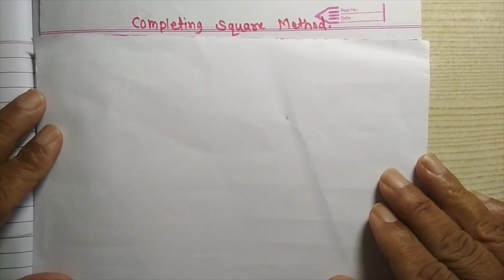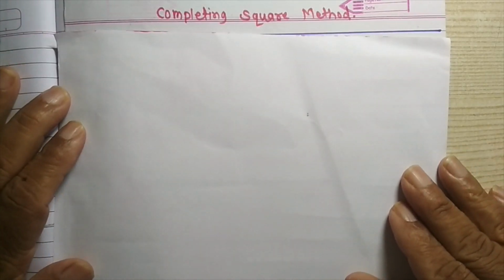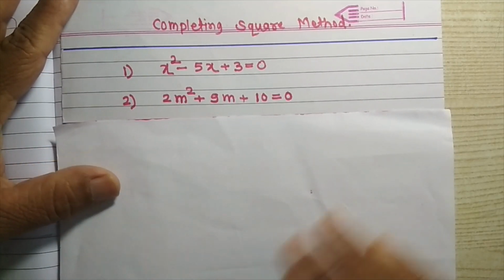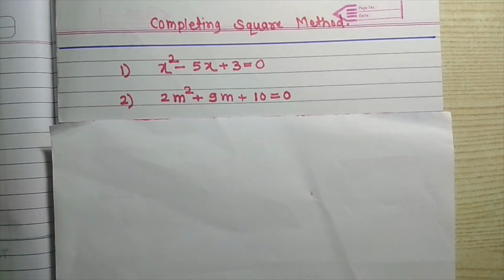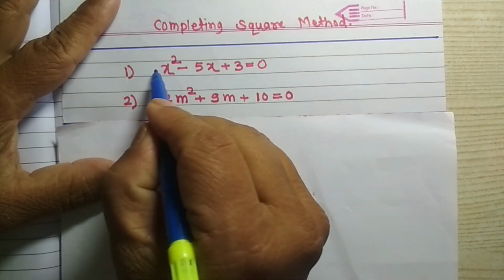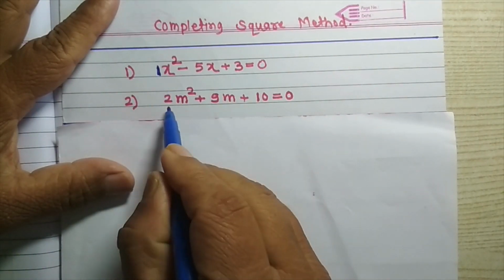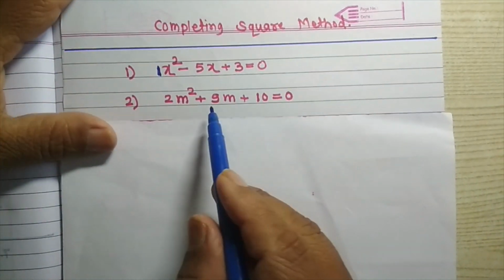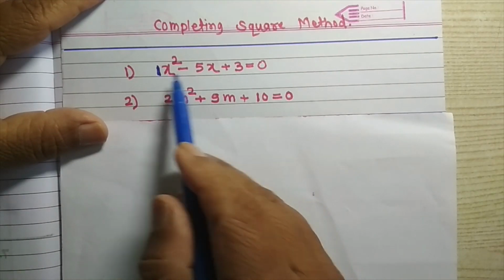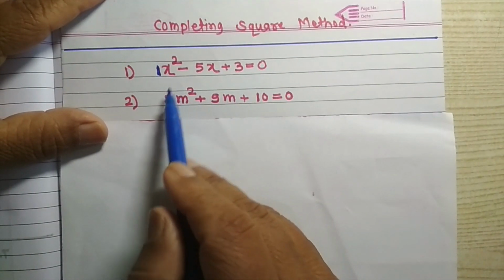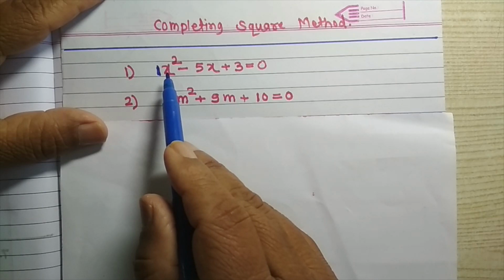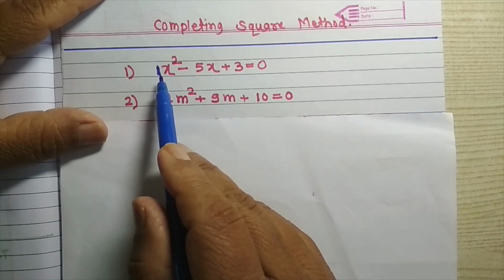Completing the square method, in this method there are two types of quadratic equations. See here, these are the two quadratic equations. In these two equations, see carefully, square term coefficient will be here 1, but in this case there is 2, and middle term and constant term are there. First we have to convert the coefficient of square term to 1. In the first equation, coefficient of square term is 1, therefore we can't convert that one.